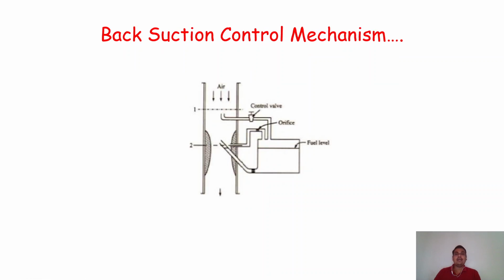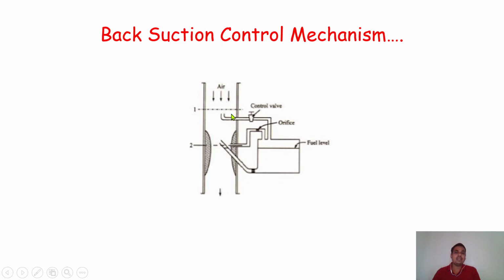The next one, another auxiliary circuit, is called the back suction control mechanism. This is again very important. Here is some different kind of arrangement which is present over here. The function is again very much the same, to control the pressure inside the throat section. Sometimes the pressure goes very low, and because of that more fuel will come up from the fuel jet nozzle of the carburetor.